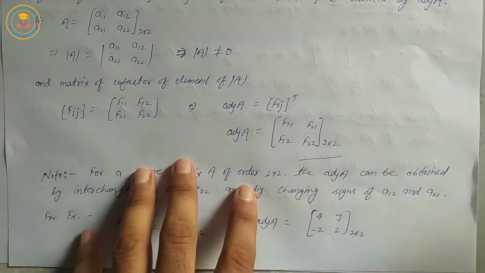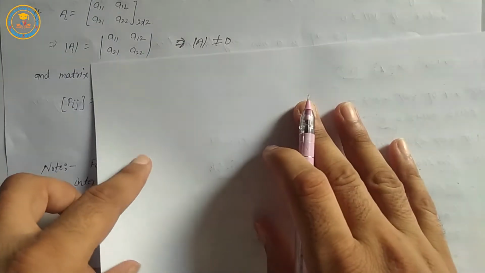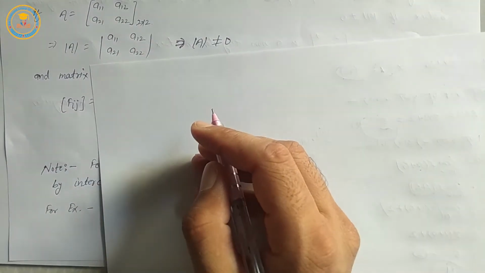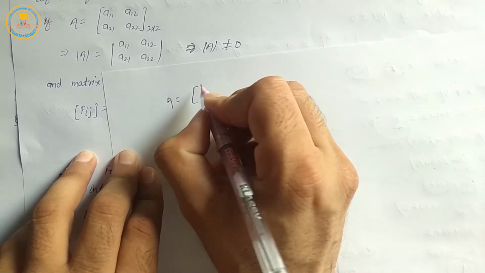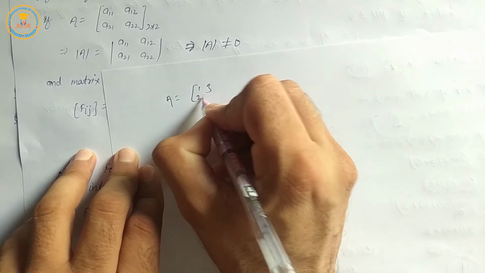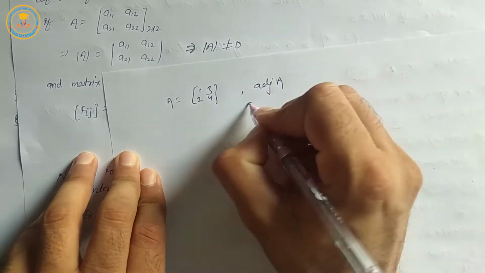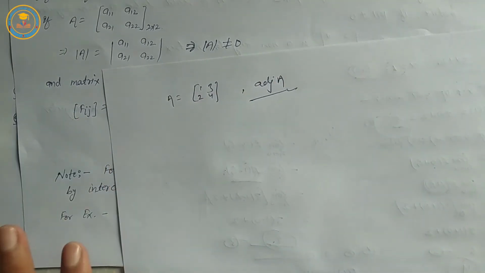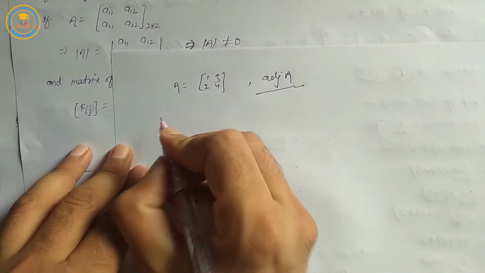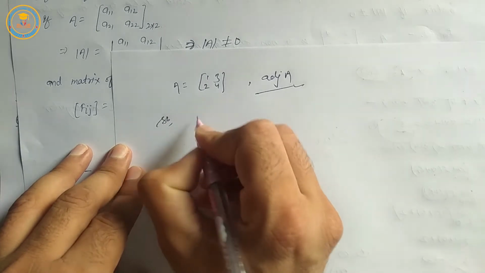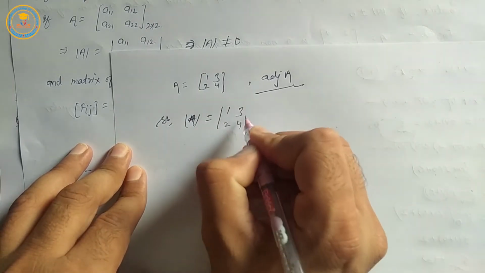Again, for example, matrix A is equal to [1, 3; 2, 4]. Then find adjoint A. Working rule for adjoint A. First point: determinant A is equal to |1 3; 2 4|.